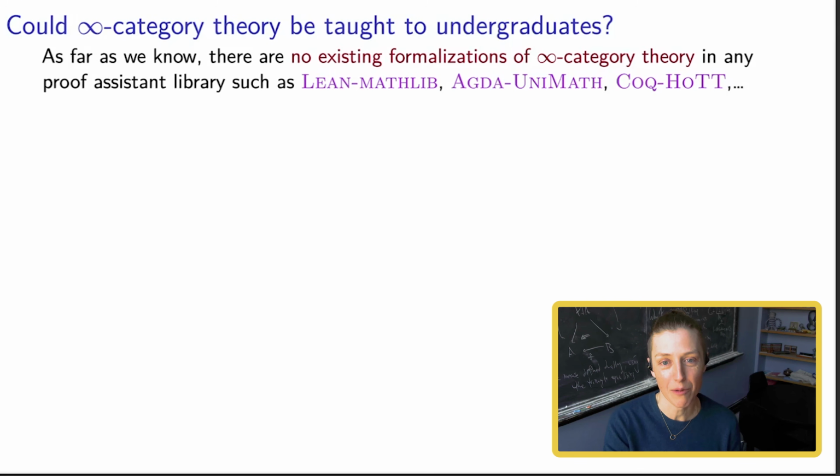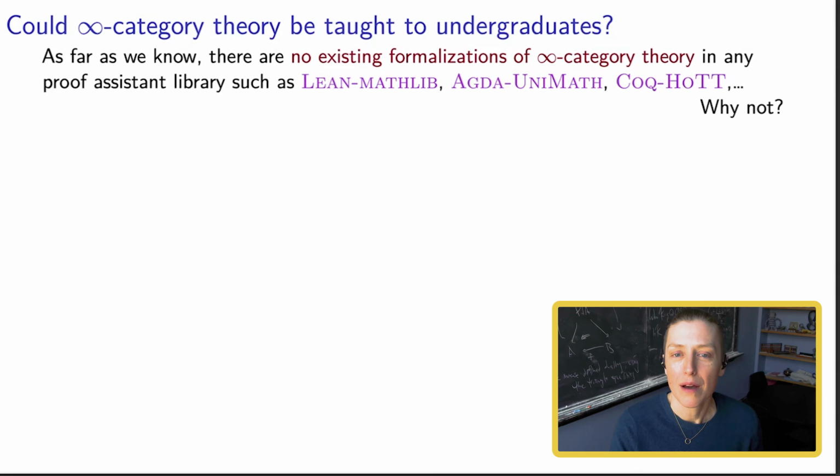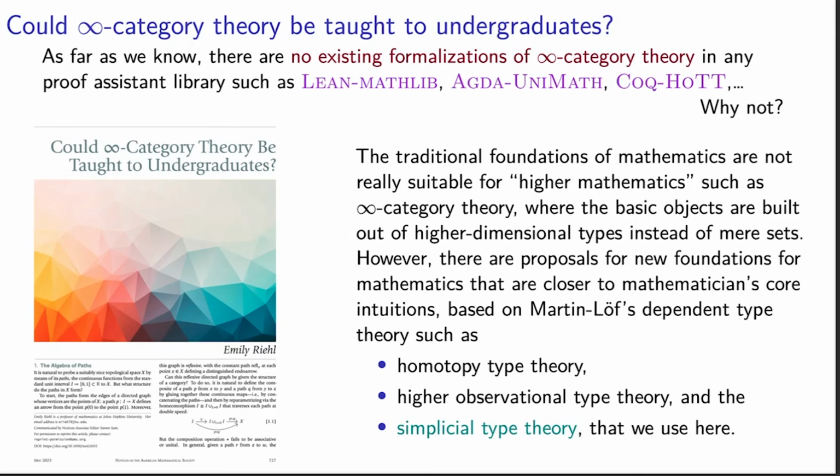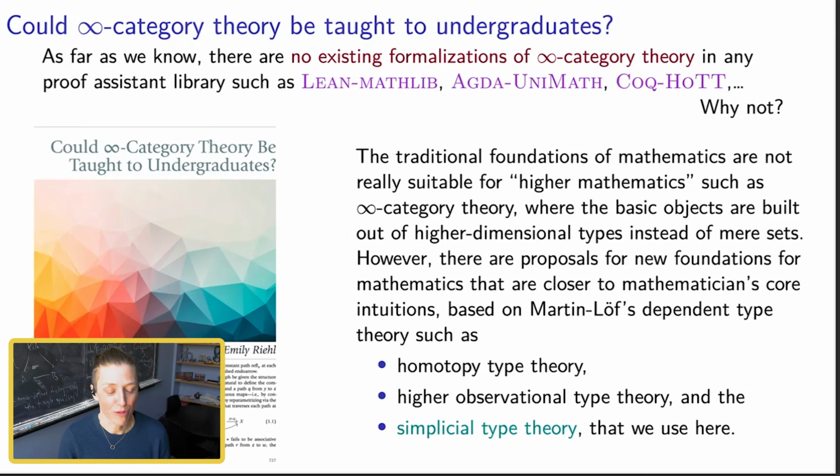Lean has a library called MathLib. There are also libraries in other computer proof assistants. I've mentioned some homotopy type theory libraries here, UniMath and the Coq-HoTT library. But these don't really contain a lot of infinity category theory. And it's interesting to think, why not? I think I've sort of previewed the reason.